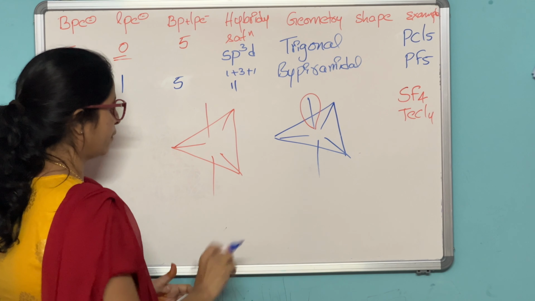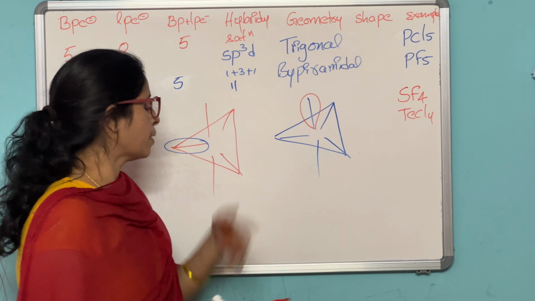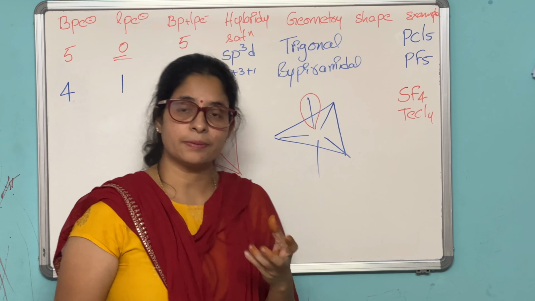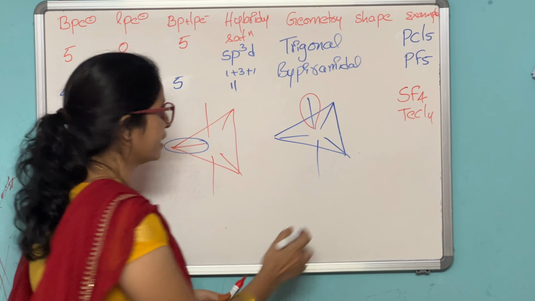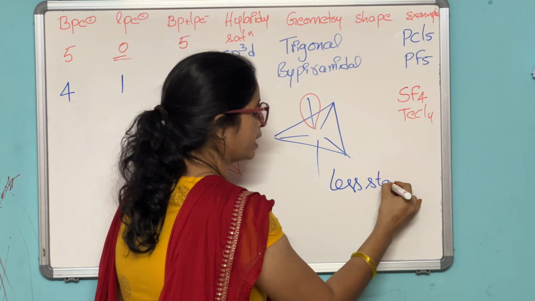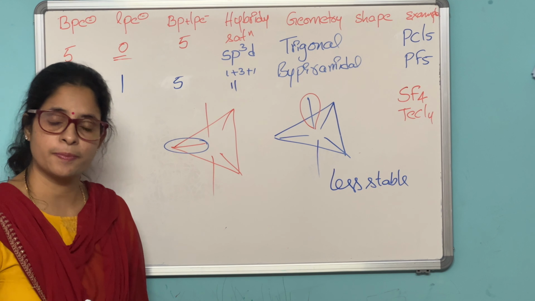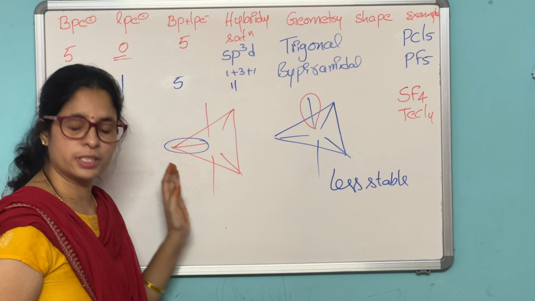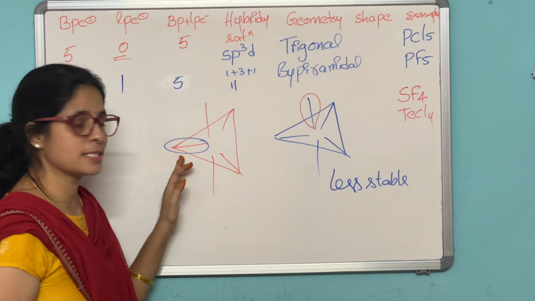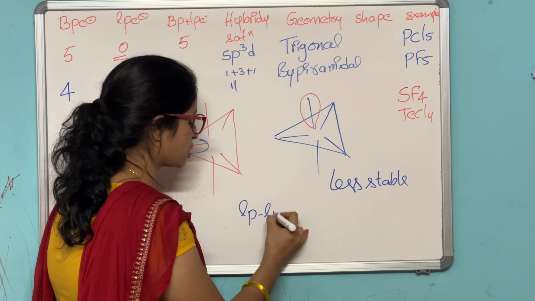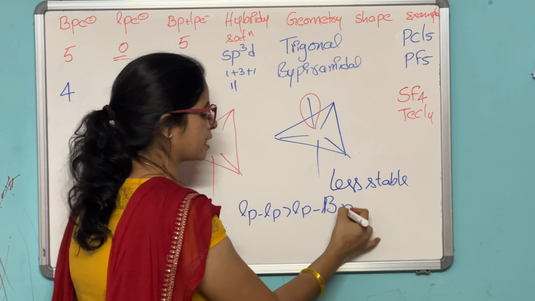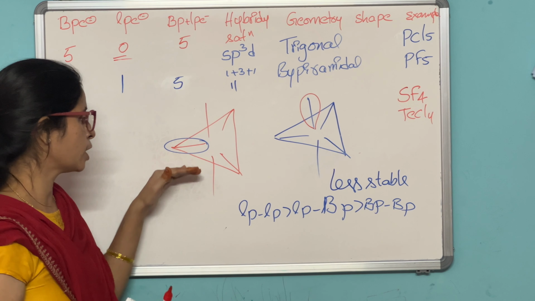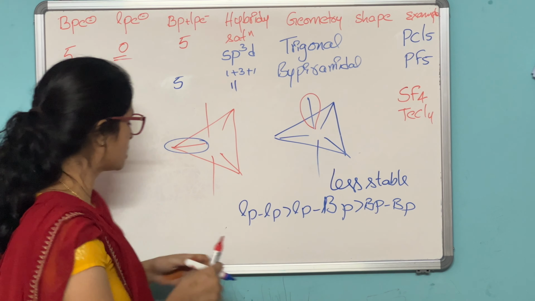If the lone pair is present in the axial position, that molecule undergoes more repulsion and is less stable. I told you lone pair-lone pair repulsions are greater than lone pair-bond pair repulsions, which are greater than bond pair-bond pair repulsions, isn't it? So if the lone pair of electrons occupies the equatorial position, it undergoes less repulsion and the molecule is more stable.